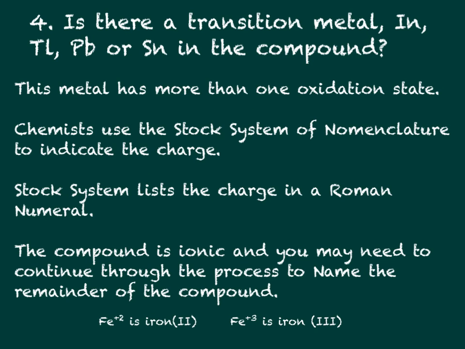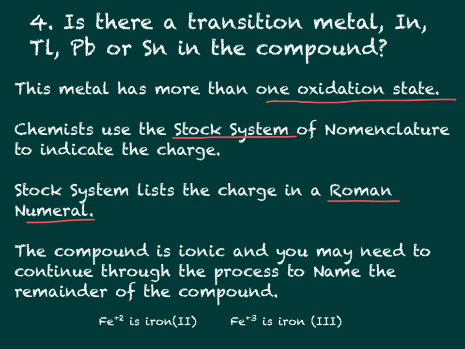The next question we want to ask ourselves is, is there a transition metal, indium, thallium, lead, or tin in the compound? If so, then there is a metal that has more than one oxidation state. So this means it has more than one type of charge. And in this case, chemists use what's called the Stock system of nomenclature to indicate the charge. And in the Stock system, the charge is going to be represented by a Roman numeral.